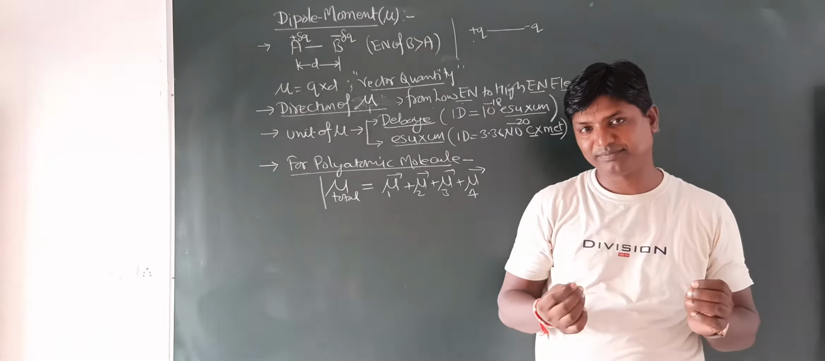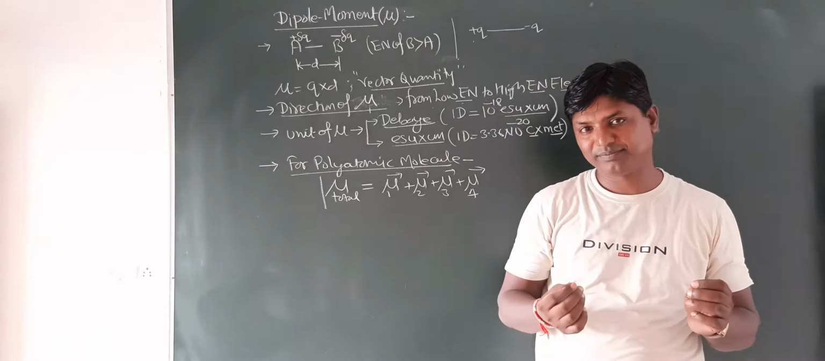Electronegative element means the atom having a high tendency to attract the shared electron. This will be called a high electronegative element. So B is the high electronegative element in comparison to A, and that's why this will get partial negative and this will get partial positive.